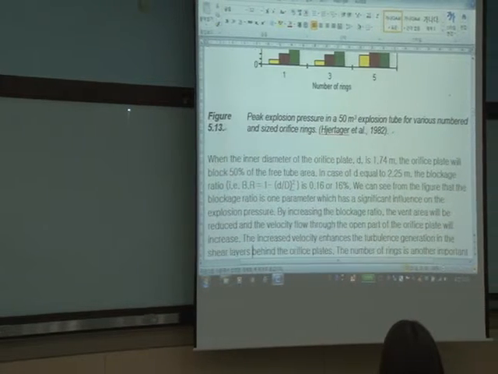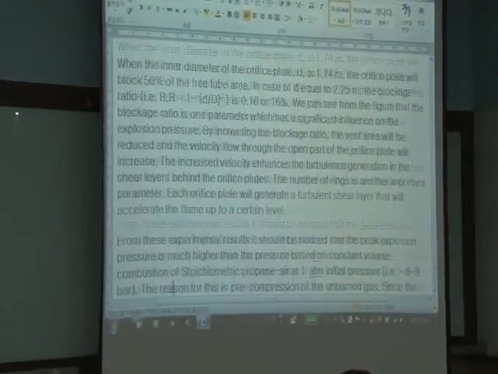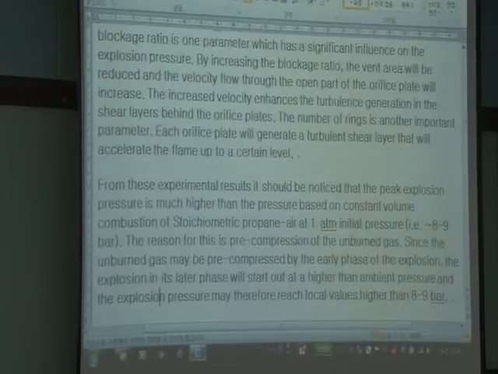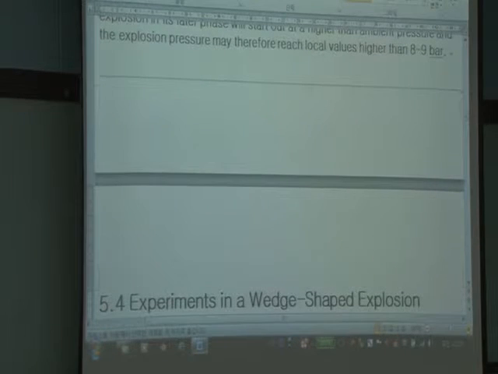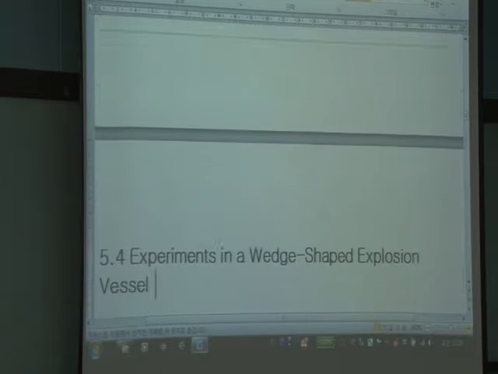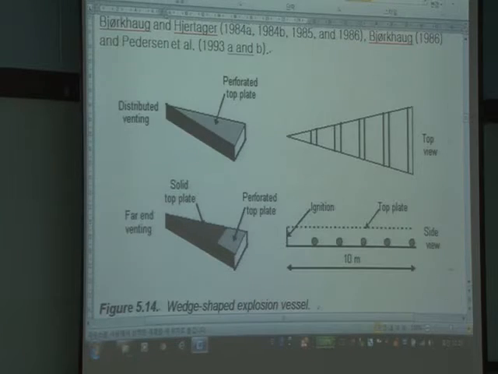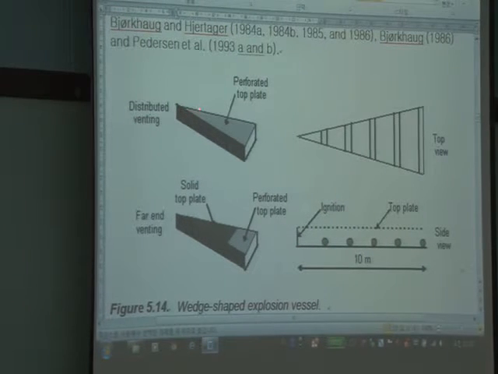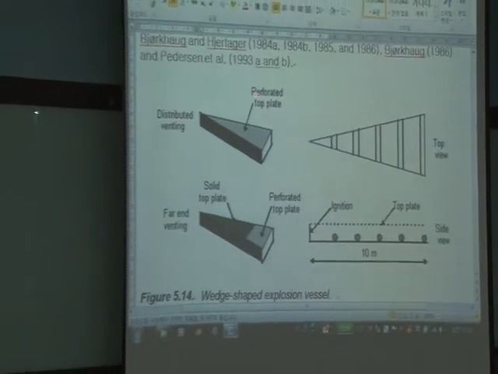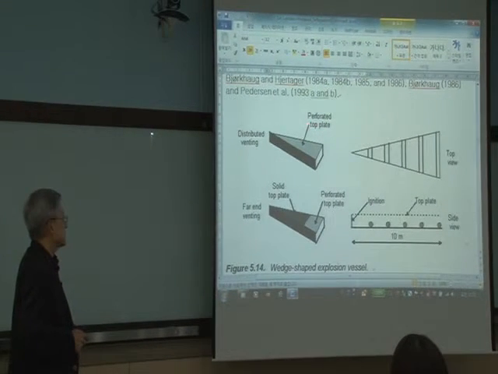So consequences, I want you to read. If I underlined some place, then we're gonna do that. Otherwise, we'll move on, okay? This is the second experiment, the wedge-shaped explosion. Wedge-shaped explosion is like this. And a few different options, and top plate. And this gray means it's perforated.